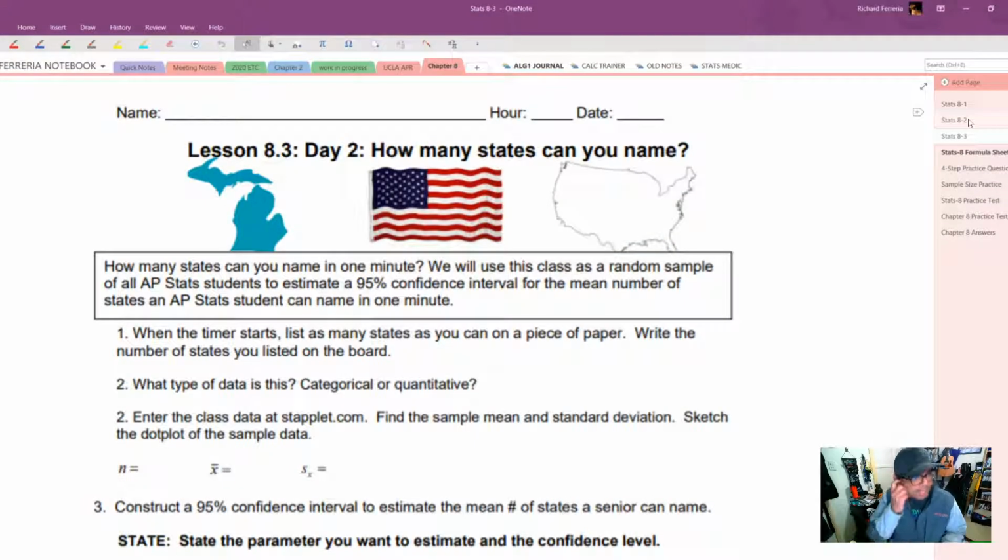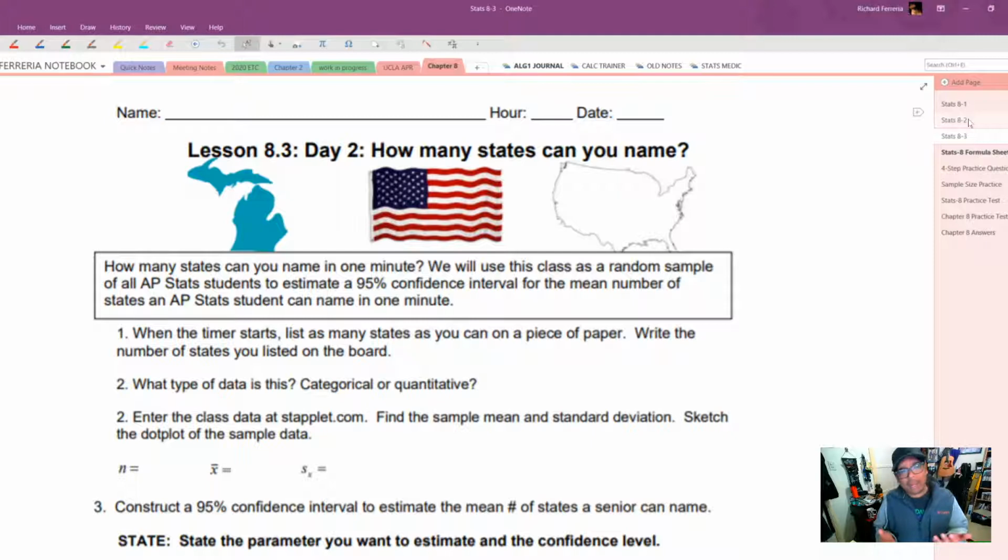How many states can you name in 1 minute? We will use this class as a random sample of AP students to estimate a 95% confidence interval for the mean number of states an AP Stats student can name in 1 minute. So when the timer starts, list as many states as you can on a piece of paper and then write the number of states you listed on the board.